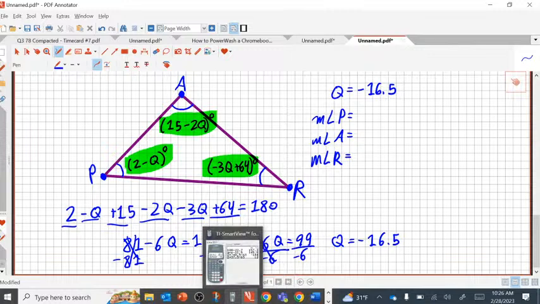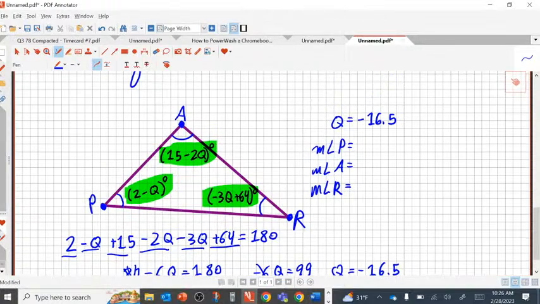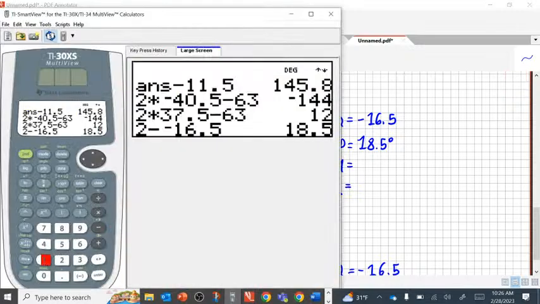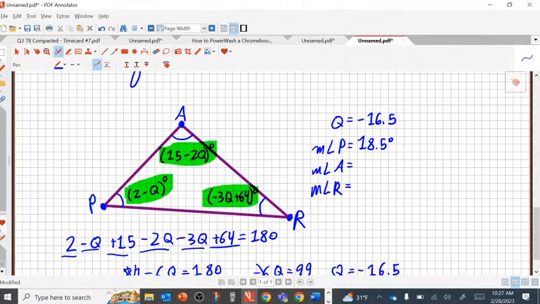So if we go in here, angle P is 2 minus negative 16.5, and that's 18.5 degrees for angle P. How many of us got 18.5 degrees for angle P? Great. And then 15 minus 2 times negative 16.5, that's 48 degrees over here for angle A.